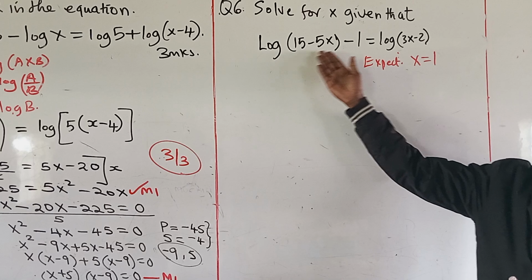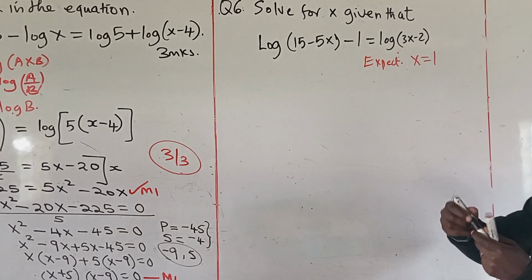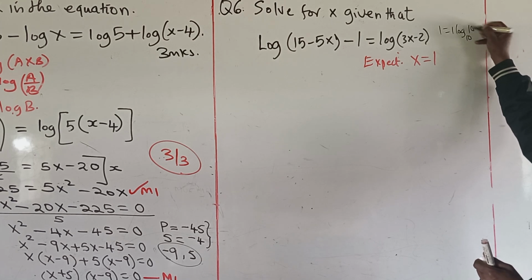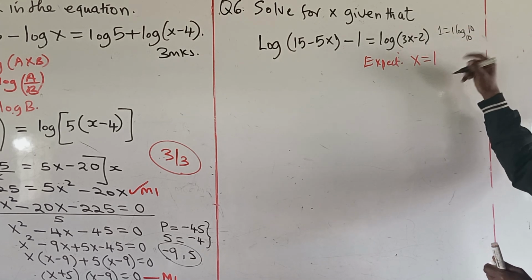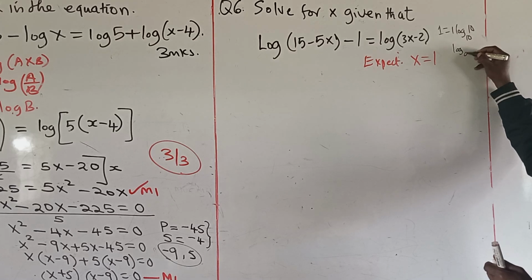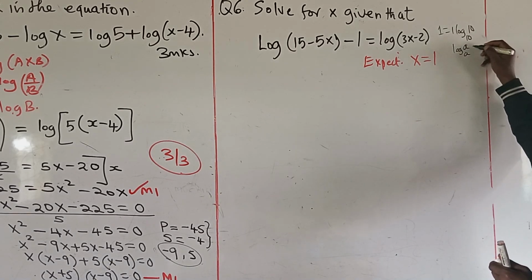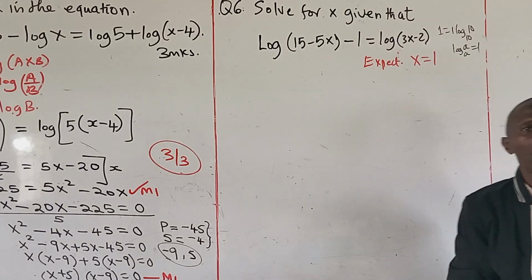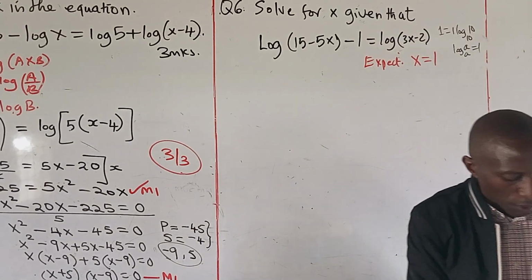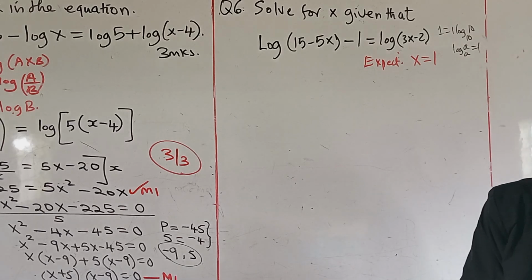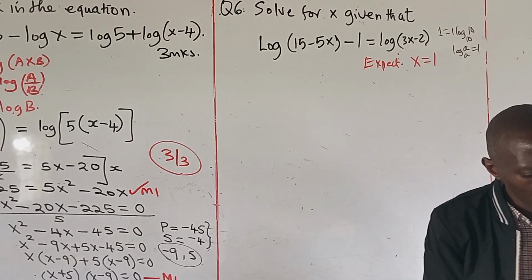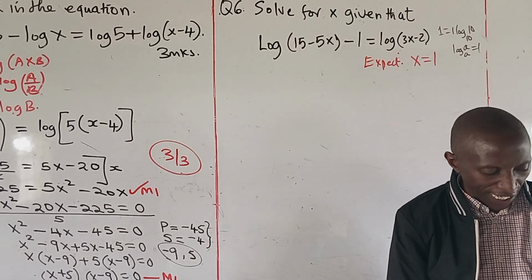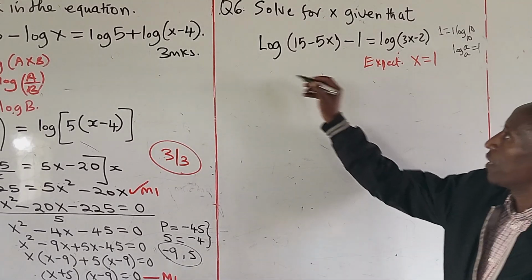So we assume base 10 throughout, and this 1 can be taken as log base 10 of 10. So that is equivalent, simply because logarithm to base a of a is always 1. So with that, I would like you to attempt that question as an activity, so that we may go to question number 7. Questions 7, 8 and 9 are questions on indices.